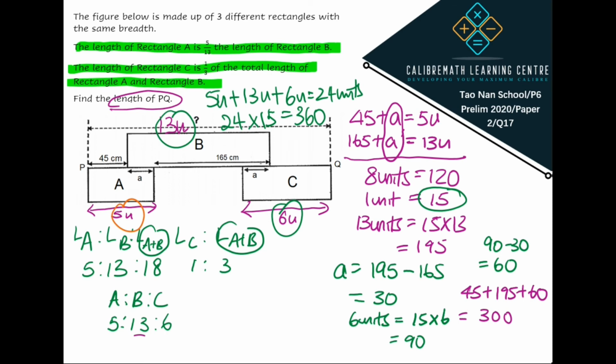Now, if you look at the diagram closely, you will realize that there are actually two overlap parts, which are represented by this A and this A over here. So we will need to take away the value of these two overlap parts in order to find the length of PQ. So we'll use 360 to minus 30, since we know A is represented by 30. And that gives us the same answer of 300 centimeters if you were to use the previous step to solve. So the answer to this question is 300 centimeters.